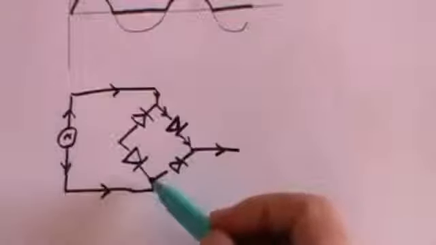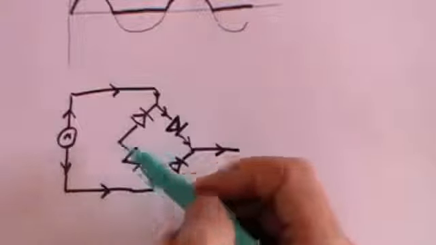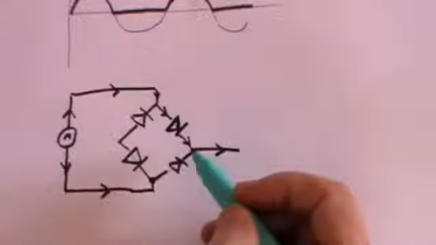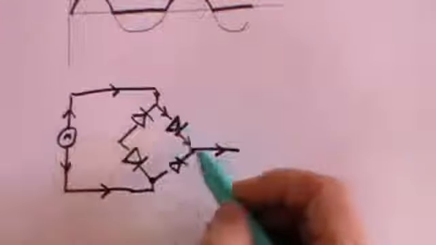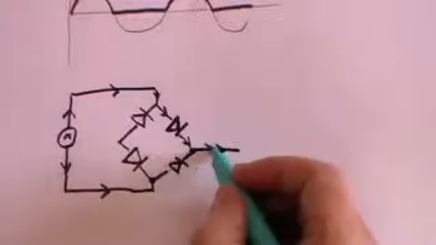Well, it comes all the way along here, up here, until it gets to this point. Which way does it flow? Can't go that way because the diode is against it. It can go that way. What happens when it gets here? Can't go that way because the diode is against it. It must go this way.